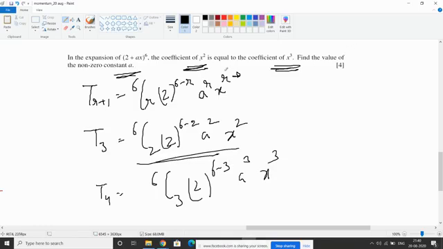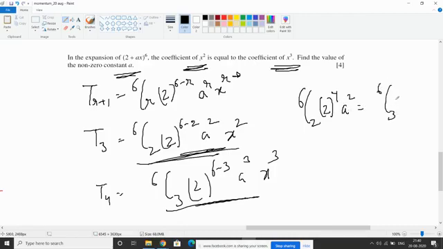So it says the coefficient of x square and x cube. This is the coefficient of x square and this is the coefficient of x cube, and both have to be equal. So let's equate them. So 6C2 2 to the power 4 a square has to be equal to 6C3 2 to the power 6 minus 3 is 3 and a cube. What is the value of 6C2? Find out 6C2 using calculator.